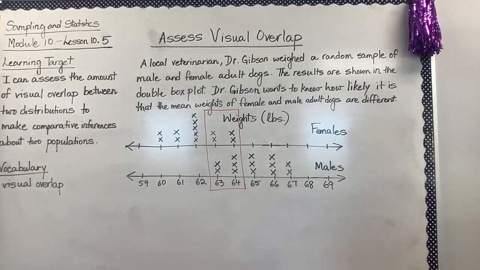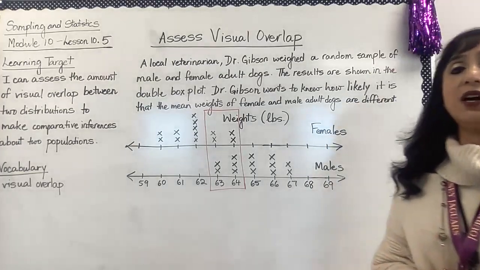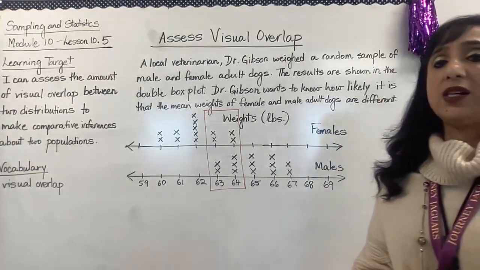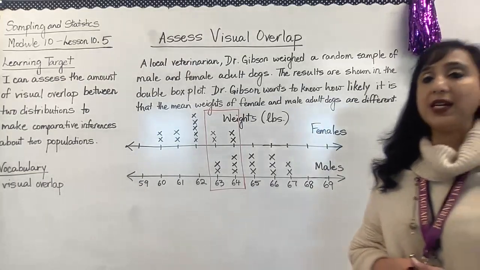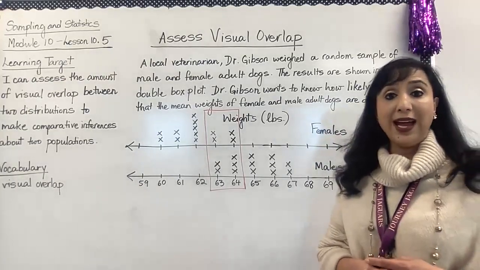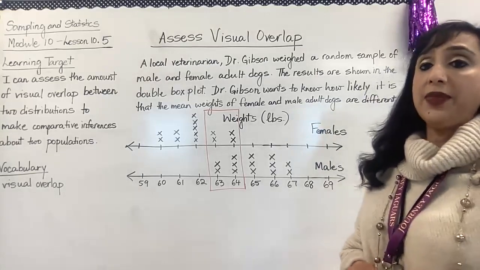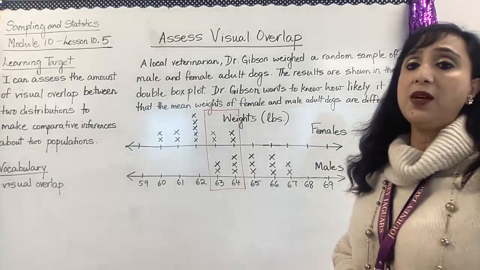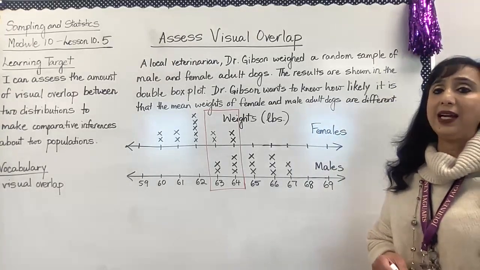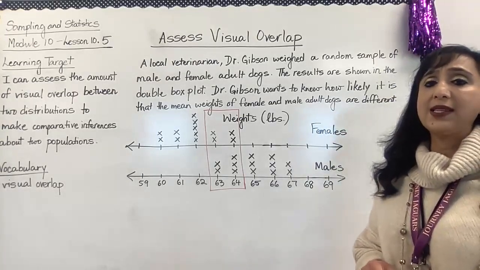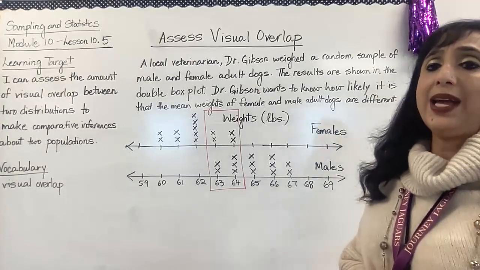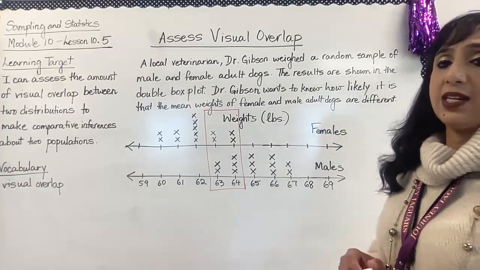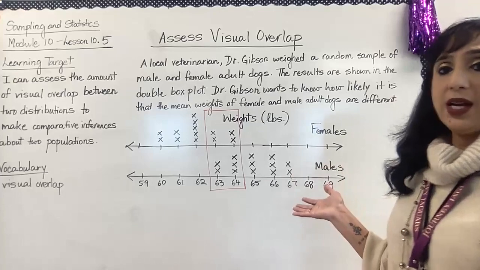Let's look at this question. It's saying a local veterinarian, Dr. Gibson, weighed a random sample of male and female adult dogs. The results are shown in the double box plot. Dr. Gibson wants to know how likely it is that the mean weights of female and male adult dogs are different.